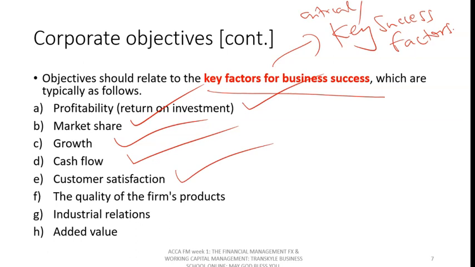The quality of our products should be outstanding, and we need to have good relations in the industry, and we should have value added to our production or our operations processes. So these are actually the critical success factors within an organization. And when these factors are positive and are on a rise, then we can give a thumbs up to our managers.